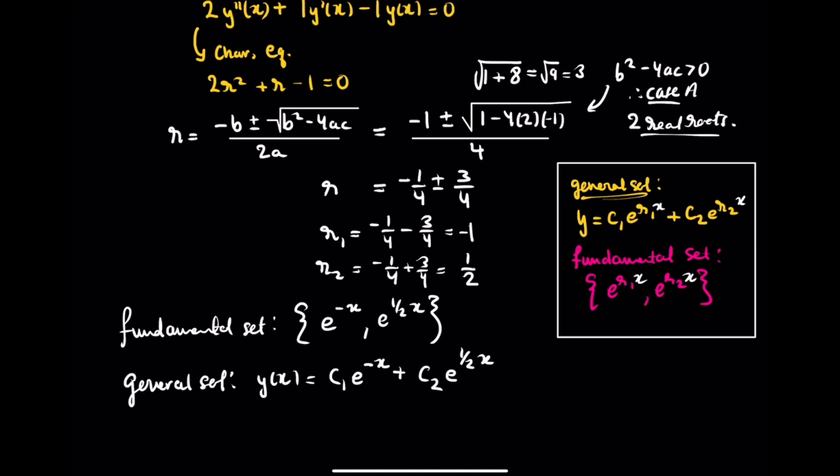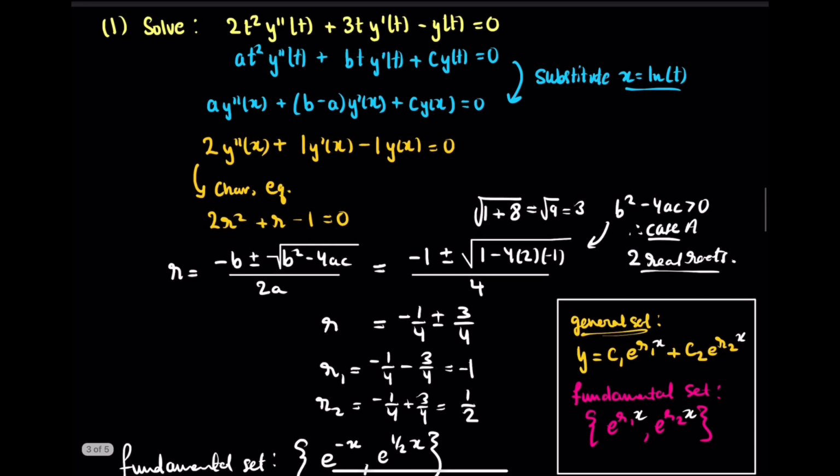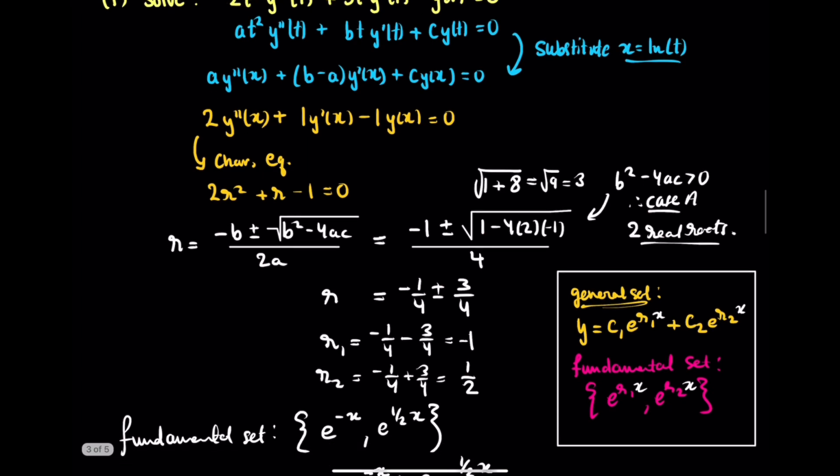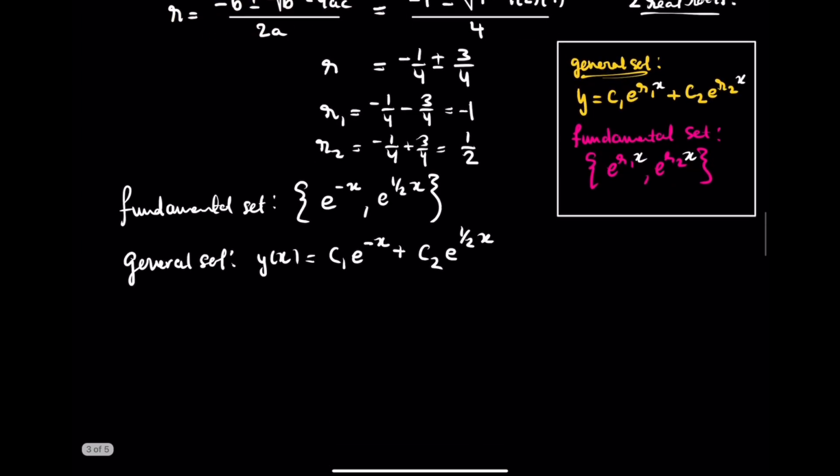And so remember that our equation was in terms of t, so we should have our solution in terms of t as well. So x is just an intermediate step, right? So here we can write x equals ln t, and so then we can say y(t) is c1 e to the minus ln t plus c2 e to the 1/2 ln t.